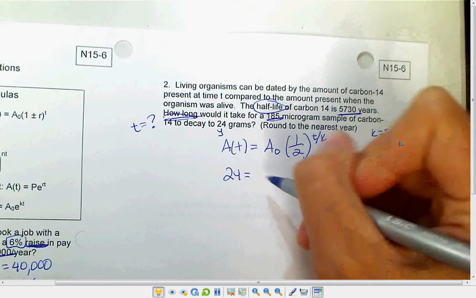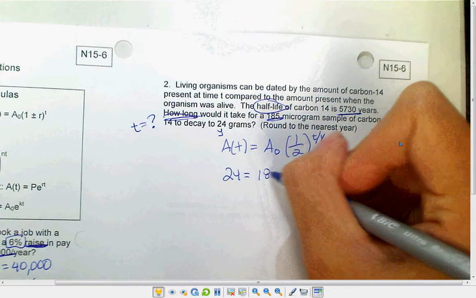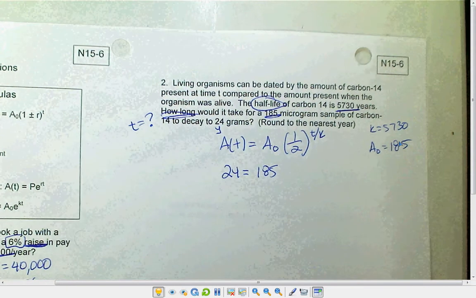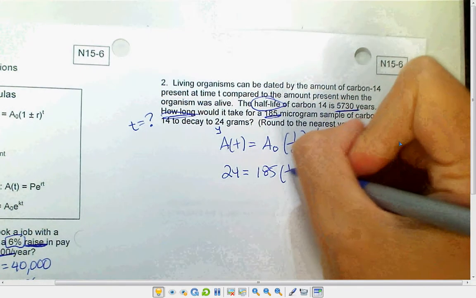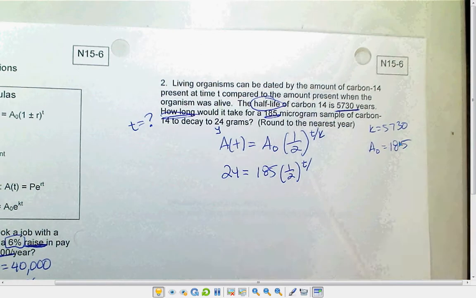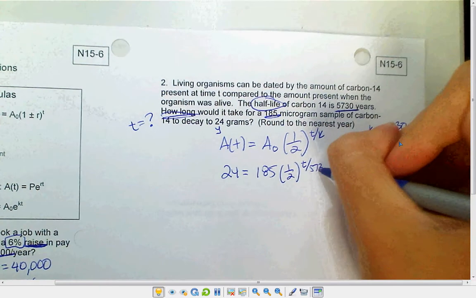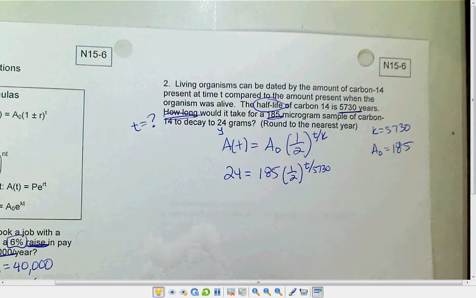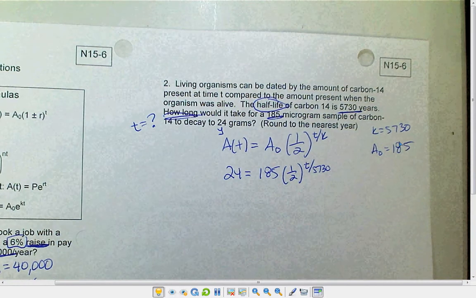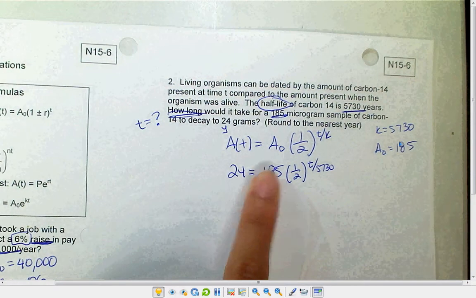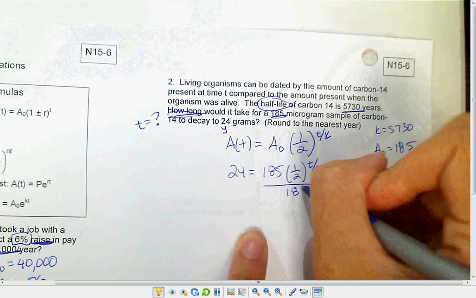We have A0, which is 185, times 1/2 to the power of t over 5,730. Okay, so to solve this, exactly what we did before, let's first get the exponent by itself. We have to get rid of the 185.